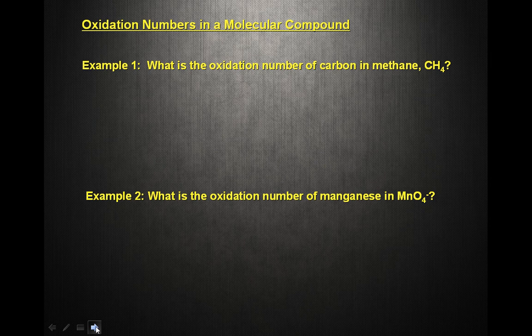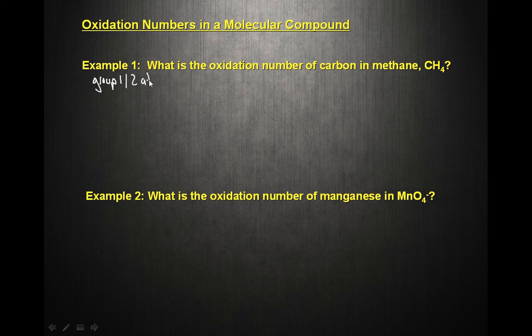All right, so it says, what is the oxidation number of carbon in methane? I'll mention this later in another video. However, what you want to do first, sort of the map you want to follow, is to start with group 1 or group 2 atoms. So you're going to start with group 1 or group 2 atoms.